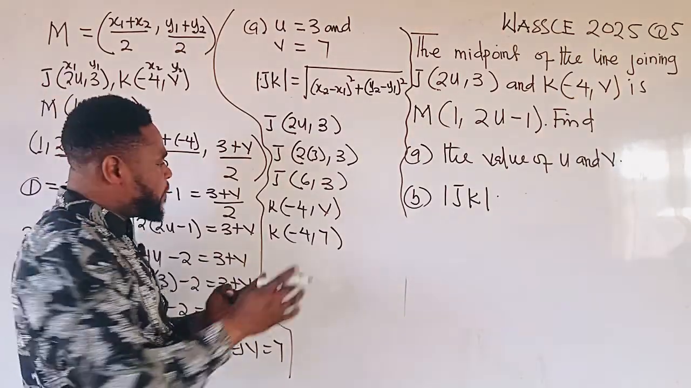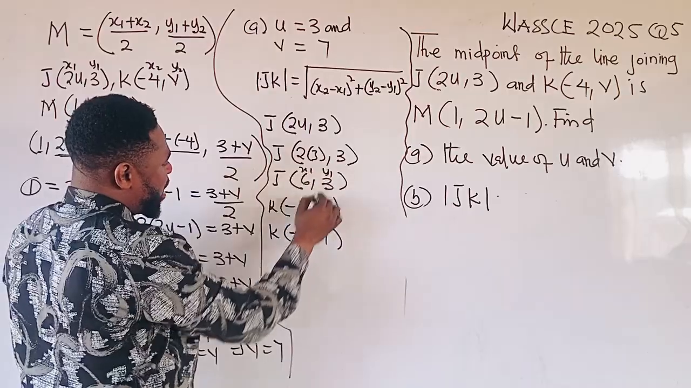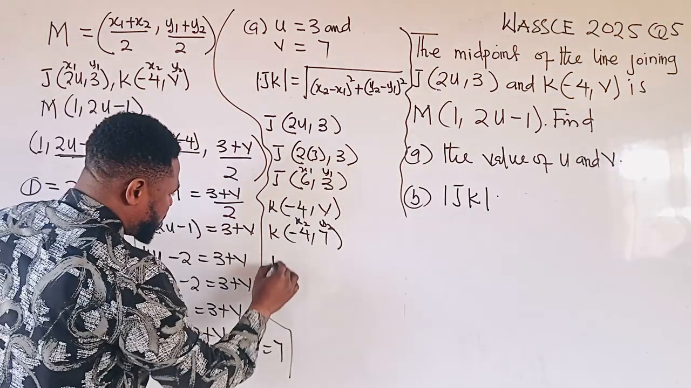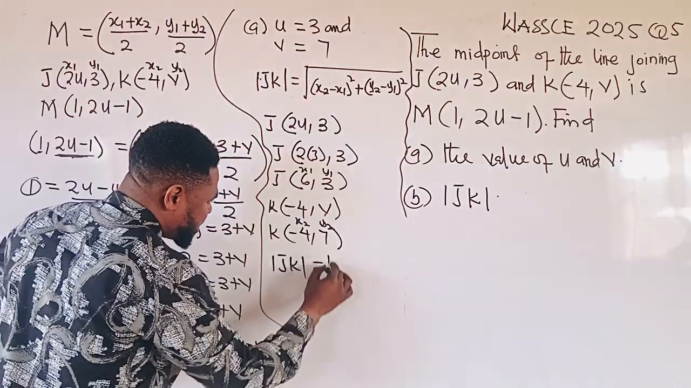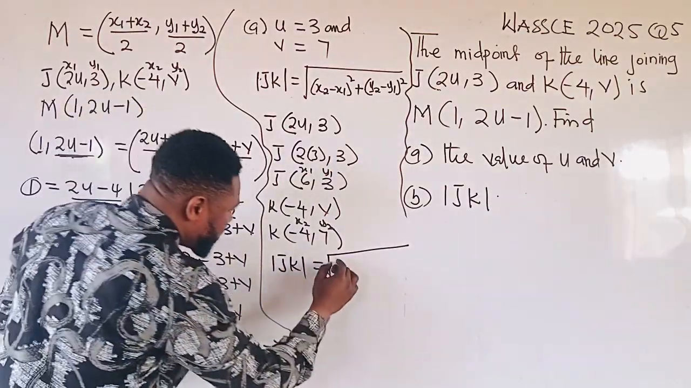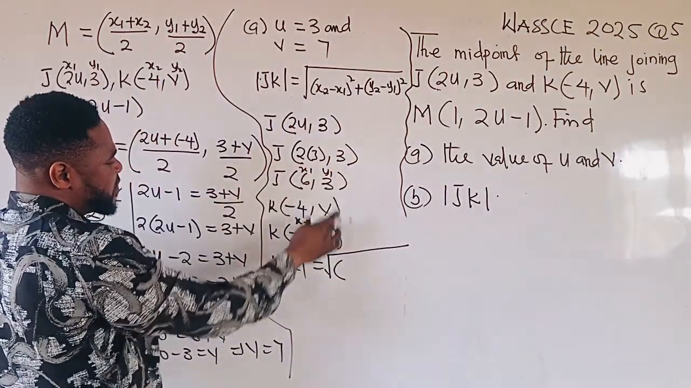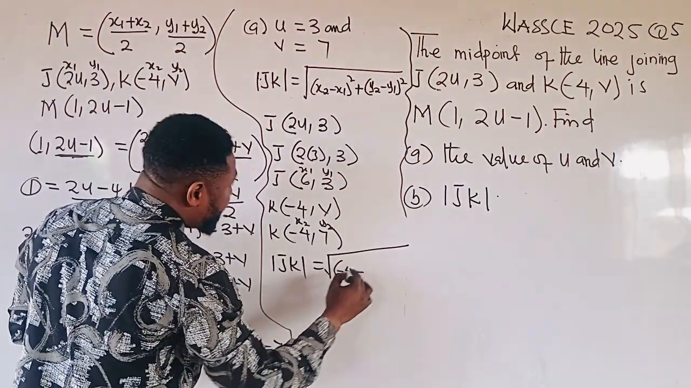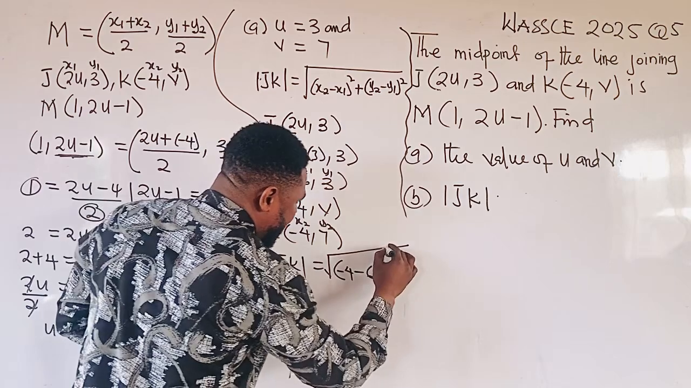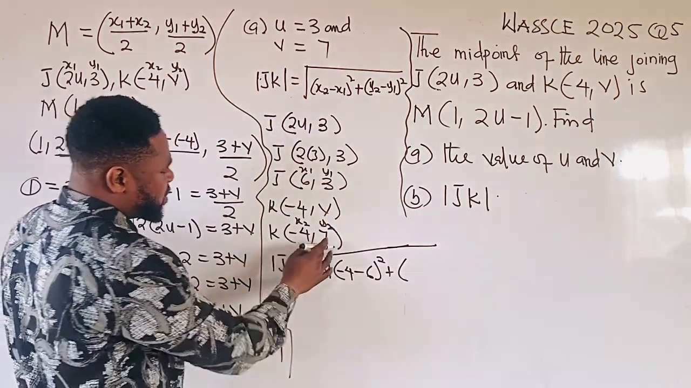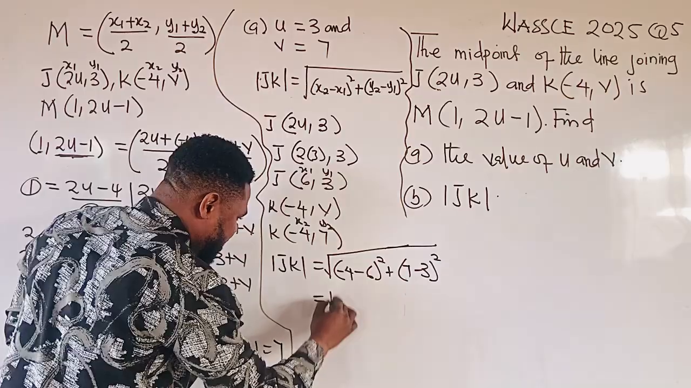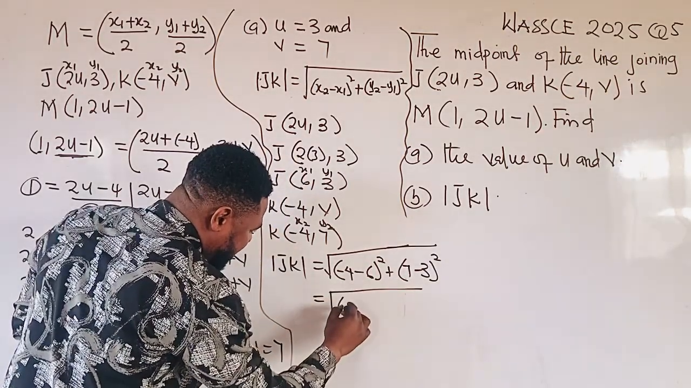Now we are going to substitute these values into this formula. Our first coordinate, which is J, we name x1, y1, and the second one we name x2, y2. So we have the magnitude of JK equal to the square root of change in x squared plus change in y squared. Our x2 is negative 4, minus x1, which is 6, all squared, plus our y2, which is 7, minus our y1, which is 3, all squared.